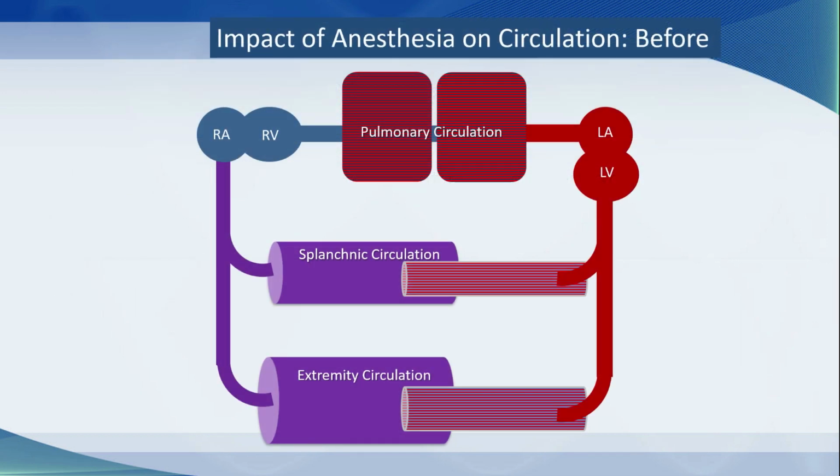This is a cartoon of the circulatory system. On the left side of the screen is the right atrium and ventricle feeding the pulmonary circulation that leads to the left atrium and left ventricle. That generates a pulsatile flow of blood into the circulation. In this example, the circulation is divided into the splanchnic vessels and the extremities, but always remember that 2/3 of the volume is on the venous side.